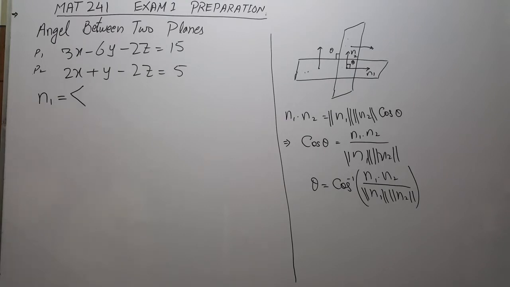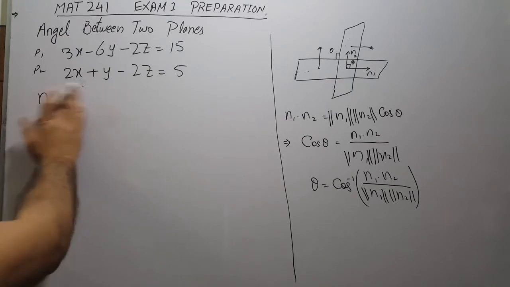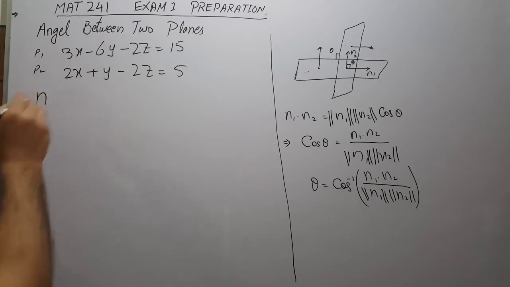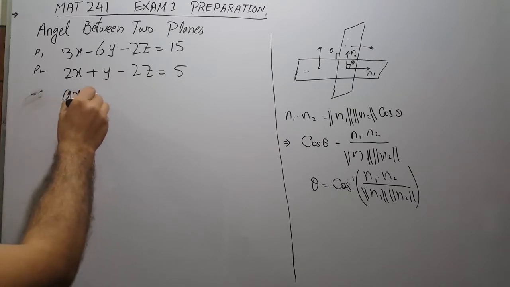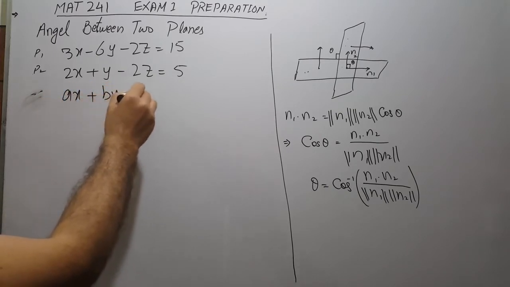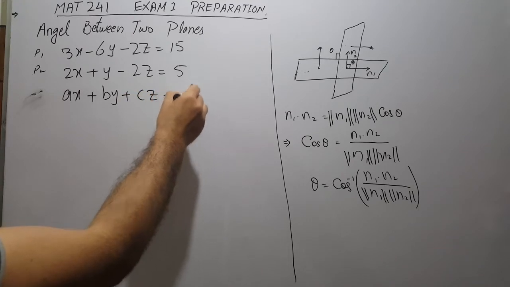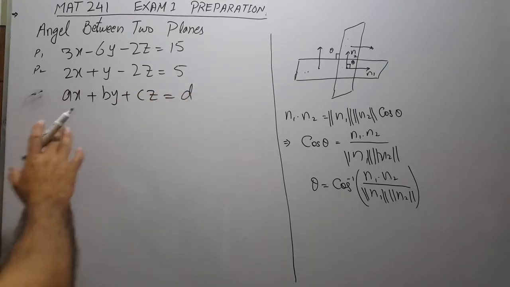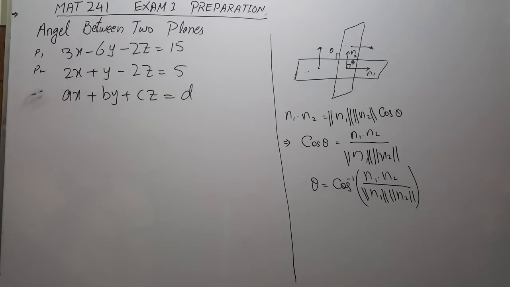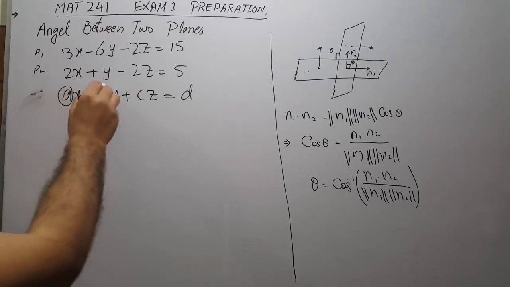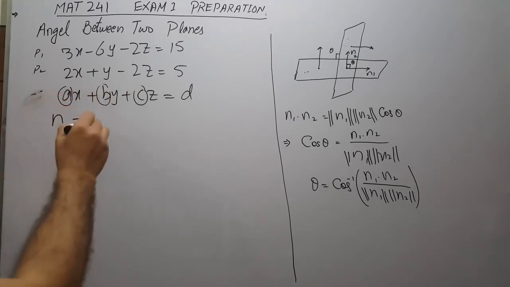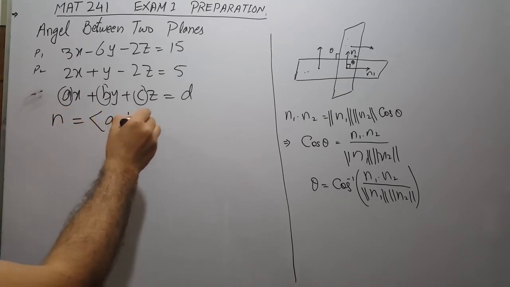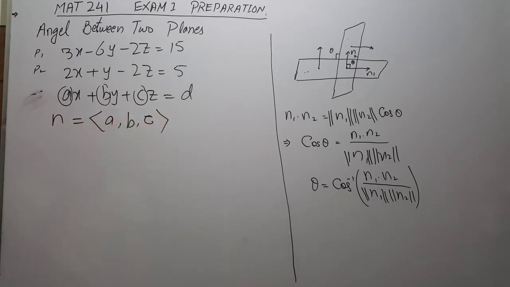So what is the normal of a plane? Let's go to the normal of a plane. If you have a plane of this type, ax plus by plus cz equals d, then the coefficient of x, the coefficient of y, and the coefficient of z make the normal. So the normal of this plane would be a comma b comma c.